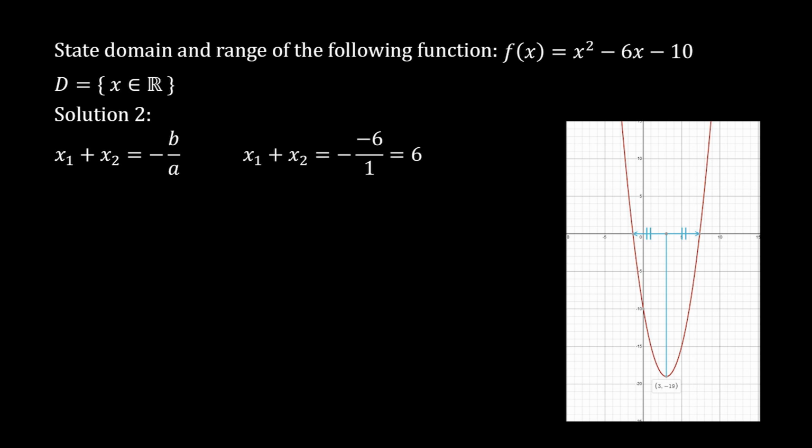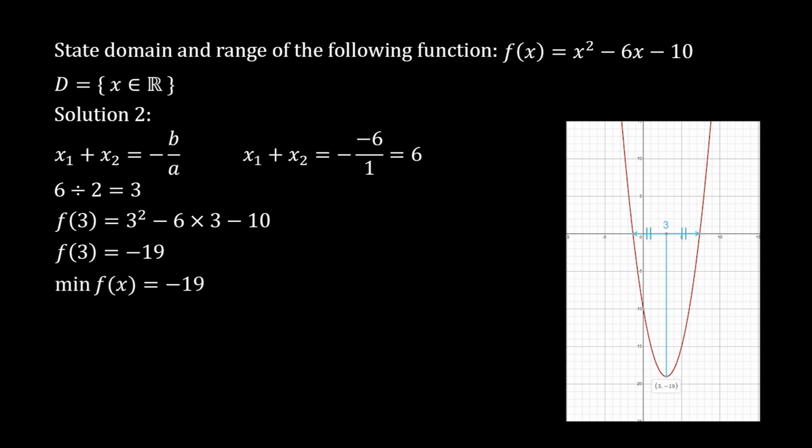Our a is 1, b is minus 6, so the sum of the roots is 6, right? Half of 6 is 3, that is the x-coordinate of the vertex. Next we will find f of 3, this will be the minimum of the function. F of 3 is equal to minus 19. The problem is solved. We got the same result: the range of the given function is the set of real numbers, where y is greater than or equal to minus 19.